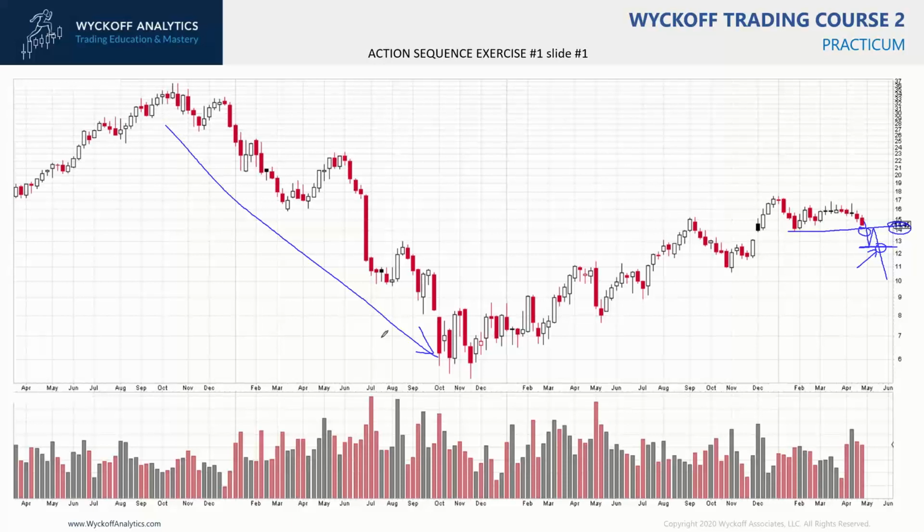The reaction that we're expecting within the context of the structure that we've seen, because this definitely has been an accumulation structure. Are we expecting more of a bear market type of reaction, or are we expecting just a reaction within the bullish context of the uptrend?